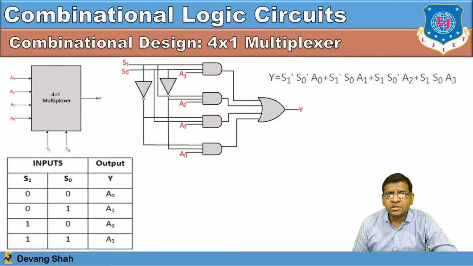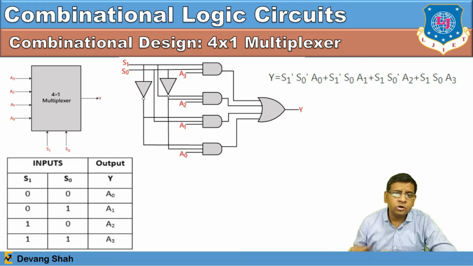Same way here, S1 is 0 and S0 is 1, then A1 would be selected. Same way here, S1 is 1 and S0 is 0. See, the A2 is selected. So this A2 channel would be selected. And finally, both S0 and S1 are 1 1. See, A3 would be selected.